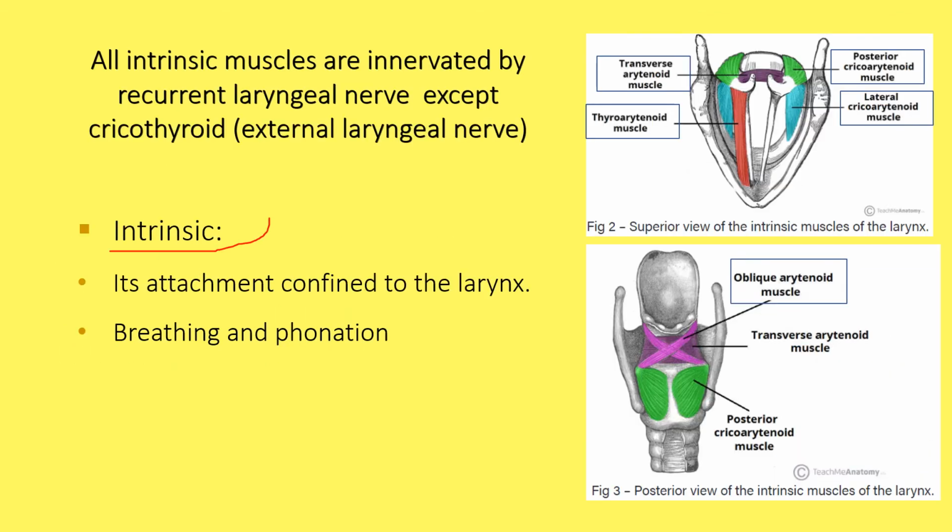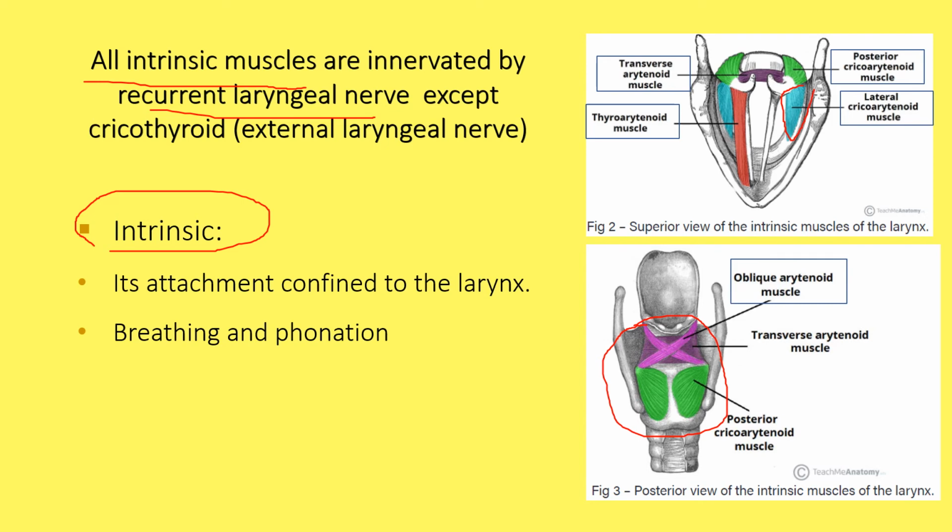And we have the intrinsic muscles of the larynx. What's the function? It's very important because it moves and controls the vocal cord. And why does the term intrinsic occur? Because the attachment of the muscles is basically only at the laryngeal area. And what's interesting is that all the intrinsic muscles are innervated by the recurrent laryngeal nerve except one, the cricothyroid muscle. The cricothyroid muscle is supplied by the external laryngeal nerve.